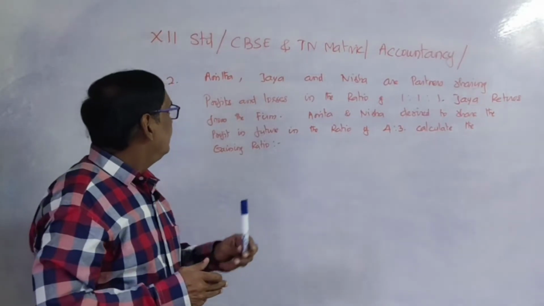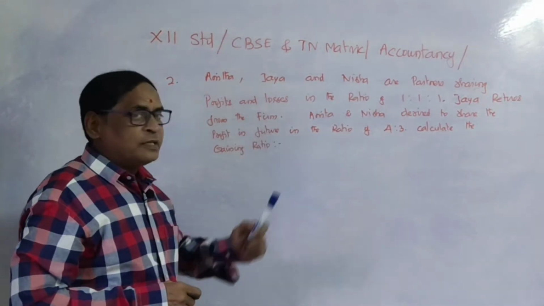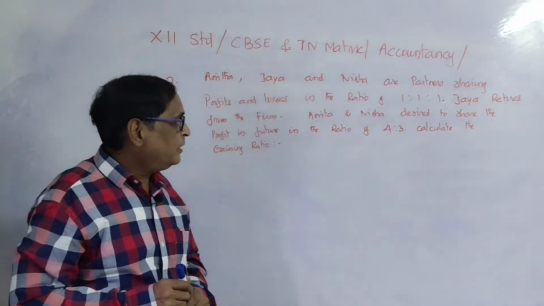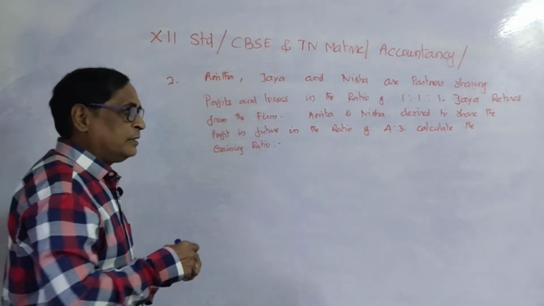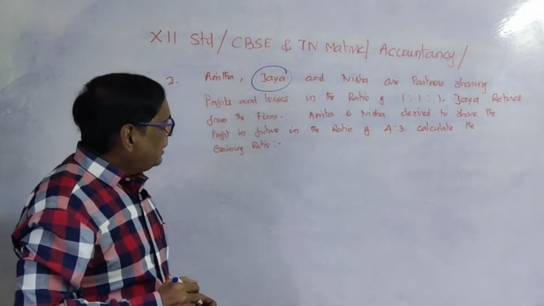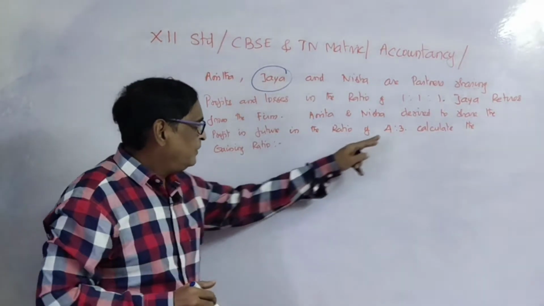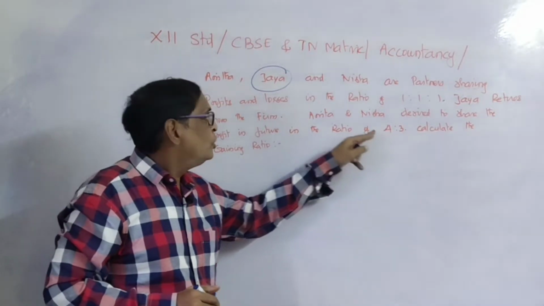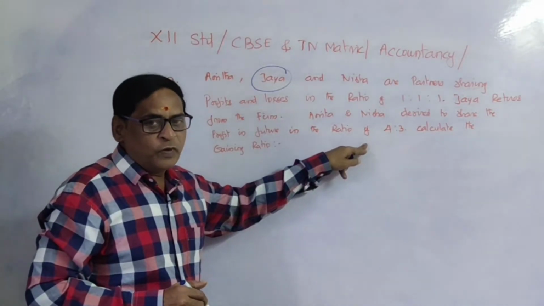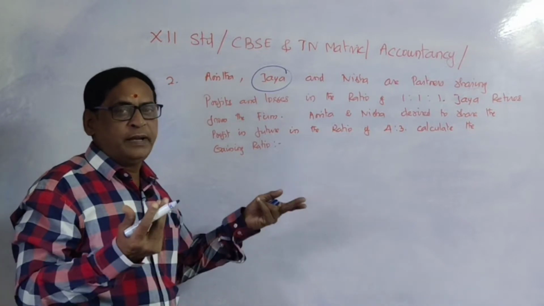Another example: Anita, Jaya and Nisha are partners sharing profits and losses in the ratio 1:1:1. That is, they are sharing equally. Jaya retires from the firm. Anita and Nisha decide to share the profits in the ratio of 4:3. That is the new profit sharing ratio. So the old ratio is given, the new ratio is also given. Calculate the gaining ratio. To find the gaining ratio, it is new ratio minus old ratio.